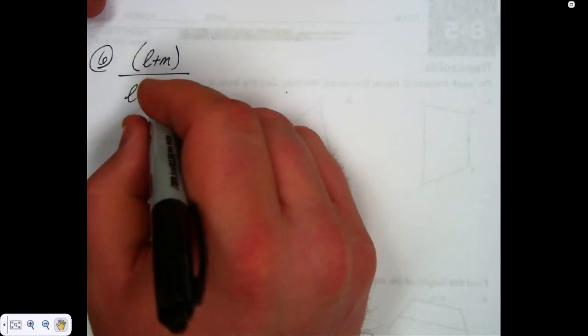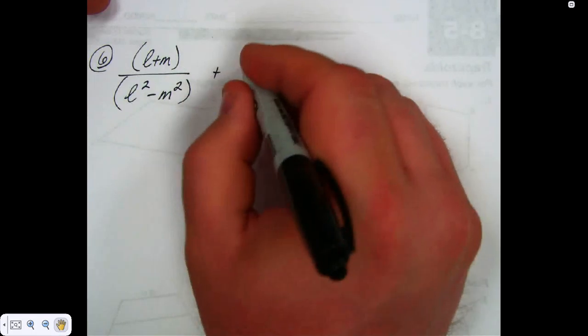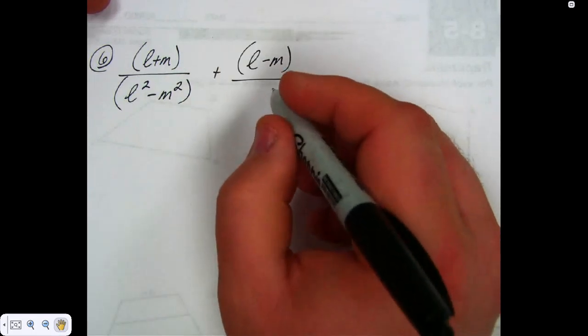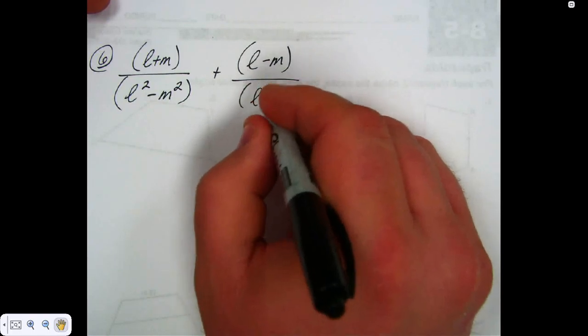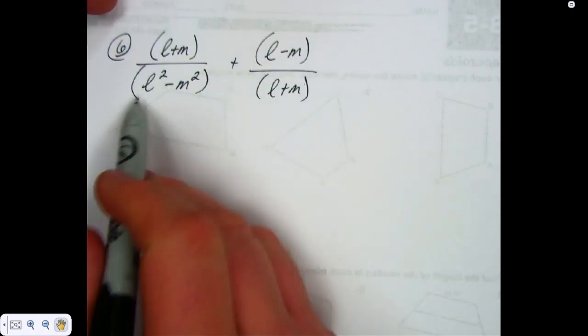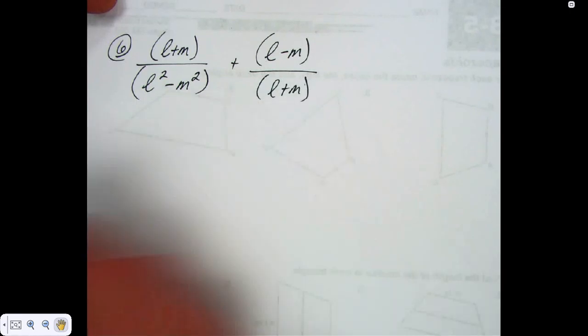L plus m, L squared minus m squared, plus L minus m over L plus m. Now, if you look at this right now, you're probably going to wonder, how in the world am I going to get a common denominator? Obviously, they're different. I just can't square both of those and make it into a minus.